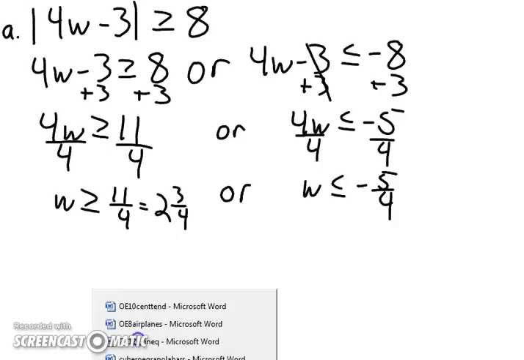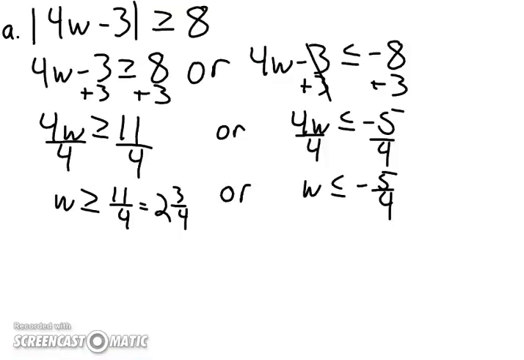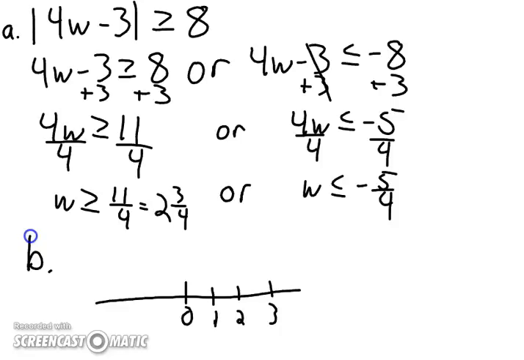So we come back here, and it says in part B, graph the solution to the inequality on a number line. So let's do that here. We can put this here. For part B, here's 0, 1, 2, 3. Notice that I use integers, negative 1, negative 2, negative 3. I use integers because part of what they're testing you on is the ability for you to pick out where 2 and 3/4 is, and where negative 5/4, which is negative 1 and 1/4 is.